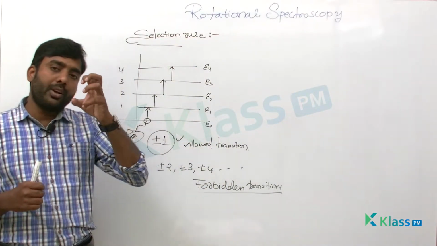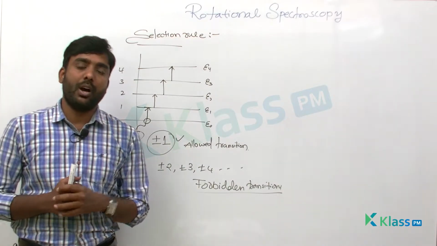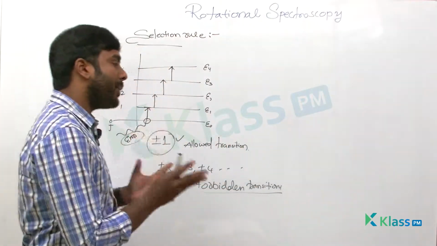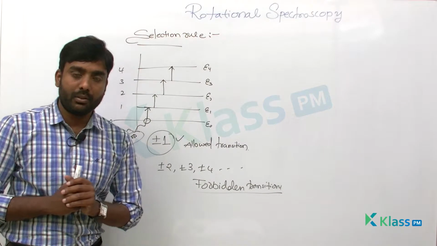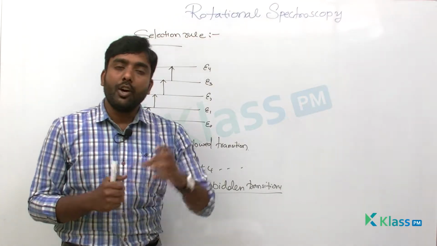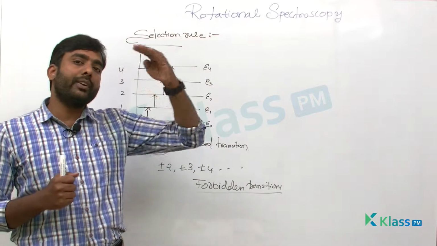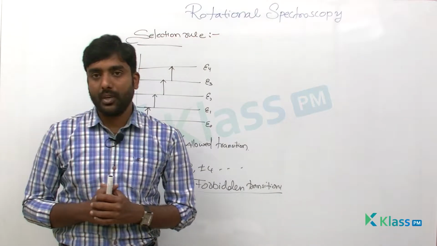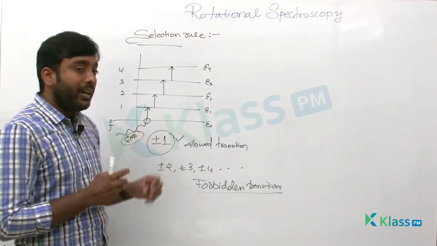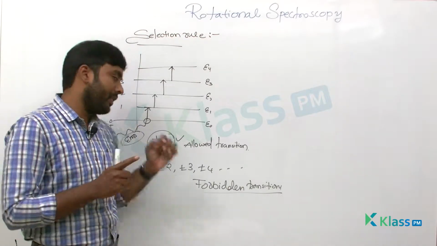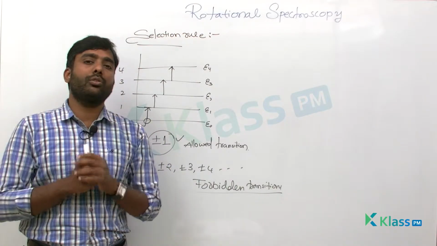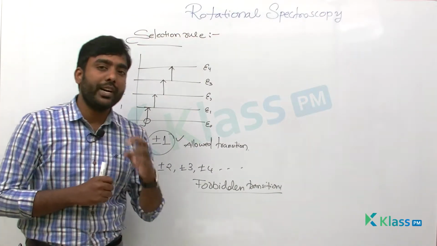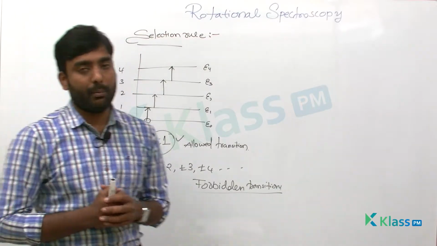This absorption, the intensity of absorption of microwave radiation, depends on what? It depends on the number of molecules present at that energy level. If more molecules are present, more absorption takes place, so there is more reduction in the intensity of the electromagnetic radiation incident on the molecules. How many molecules are absorbing energy determines how much intensity is reduced, and they go to the next energy level by absorbing that energy.